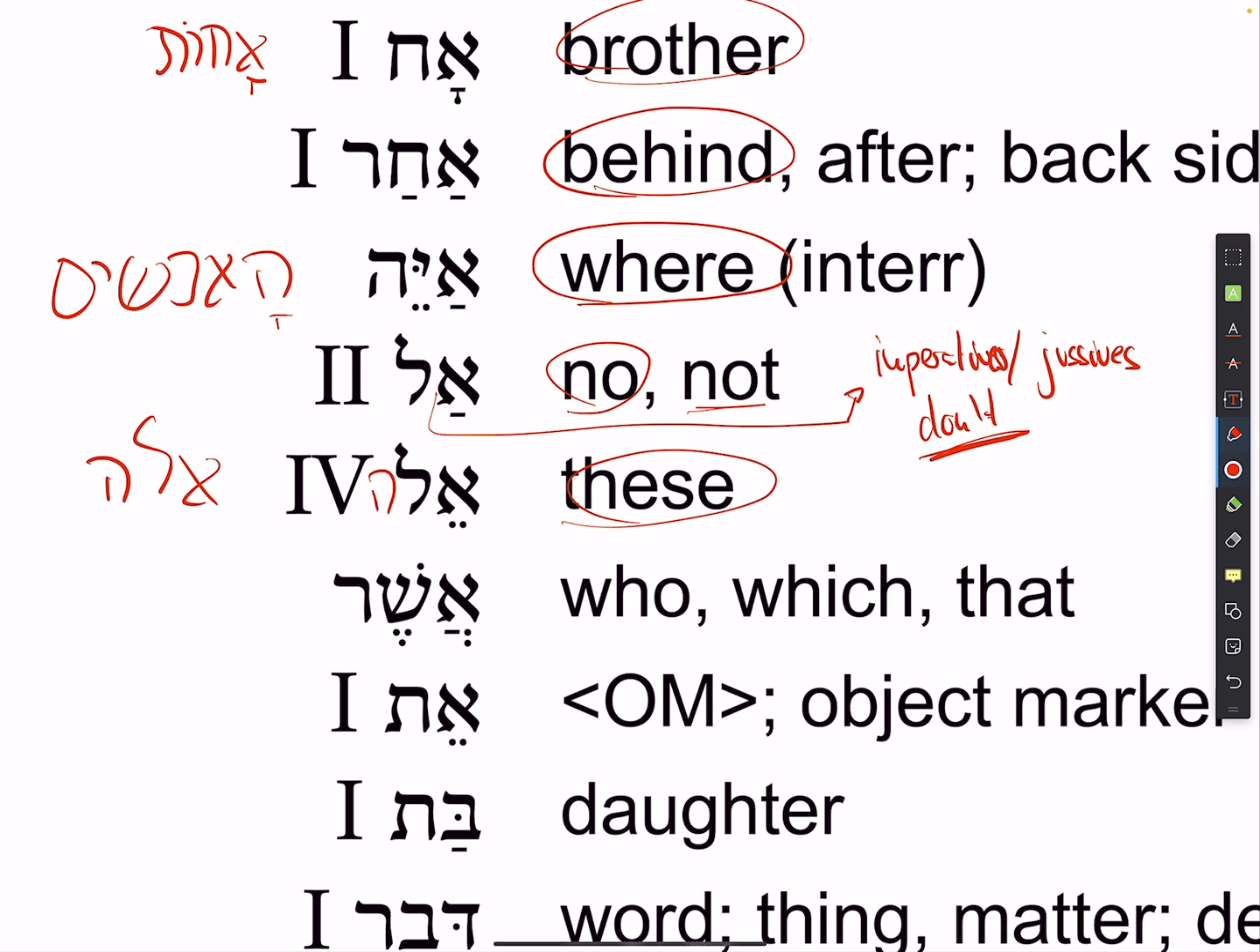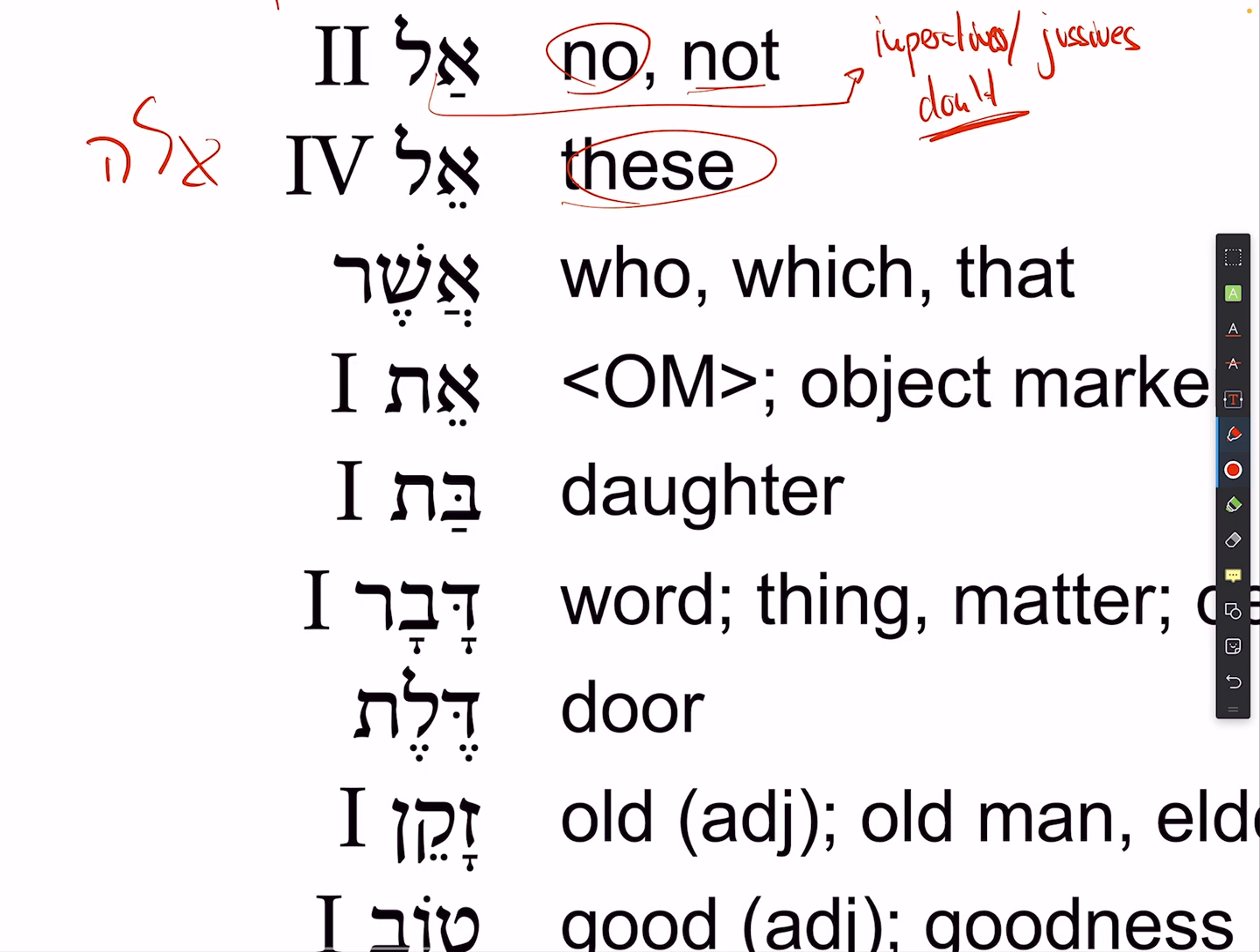As you can see, it's a homograph, so there are many El's. El 1, for example, would be God. El 4, these. Asher is the relative pronoun, who or which.